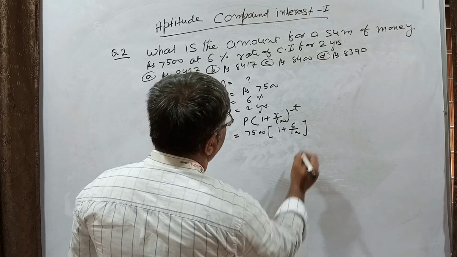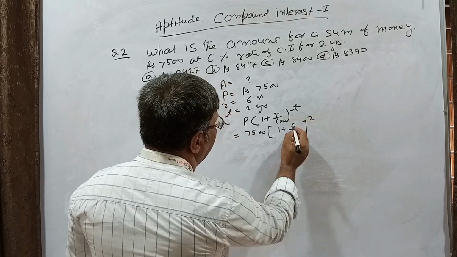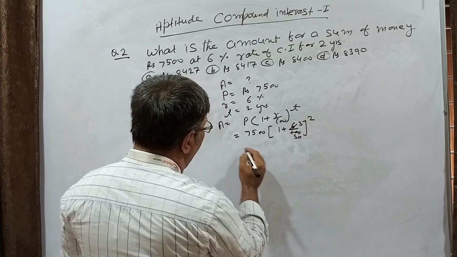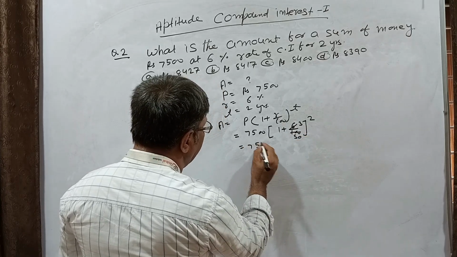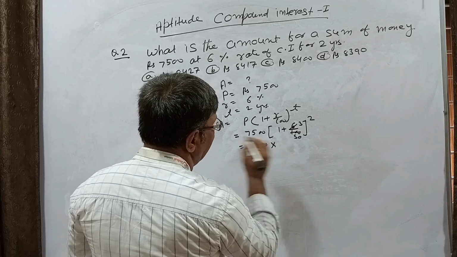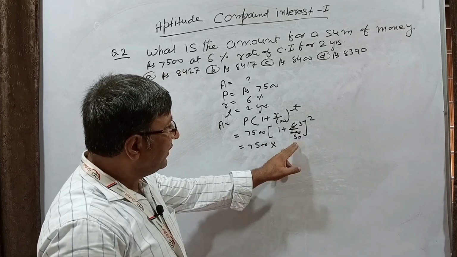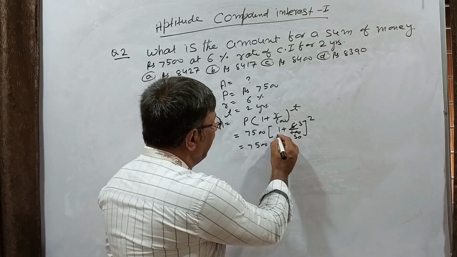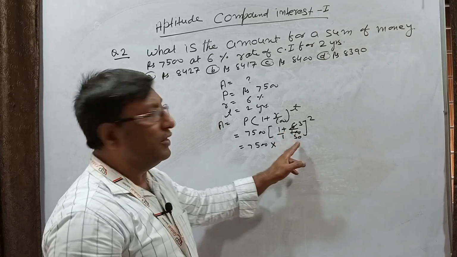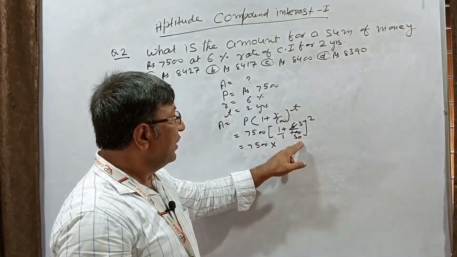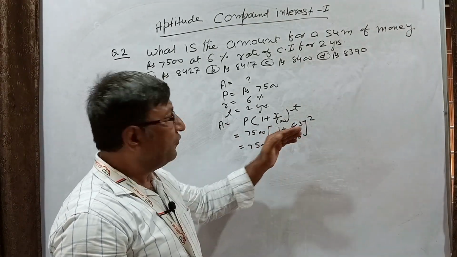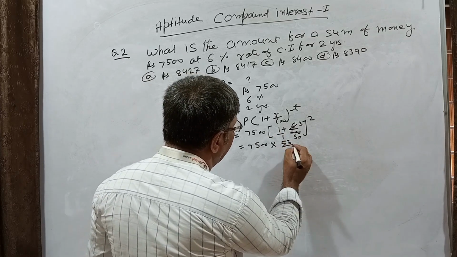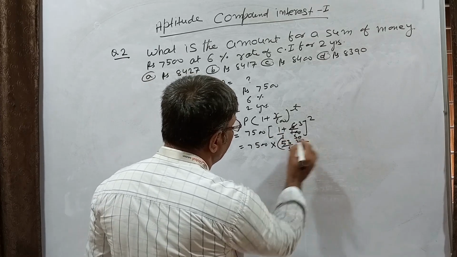Again, 2 threes are 6 and 2 fives are 10. So this is 7500 into 1 plus 3 by 50. If we take the LCM, this is 1 and 50, so you can do cross also, 50 plus 3. So 53 by 50. So this is 7500 into 53 upon 50 whole square.